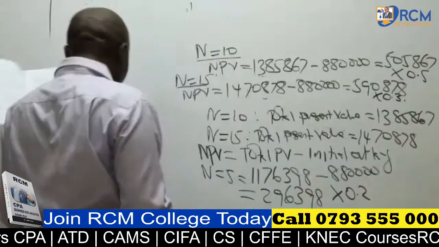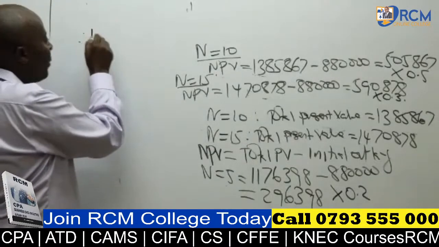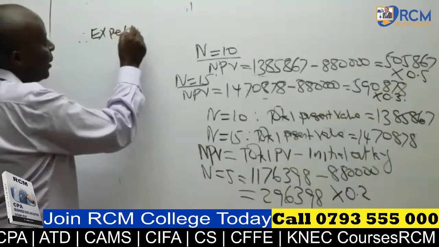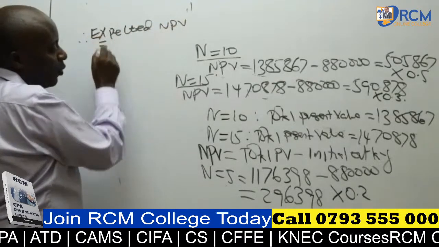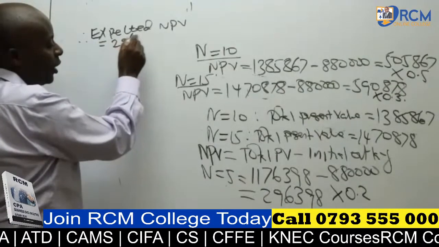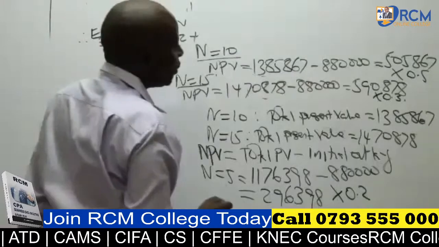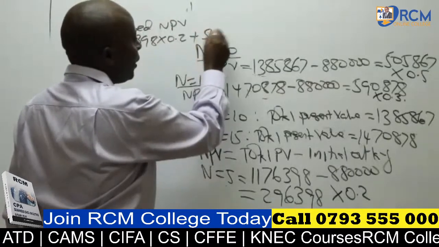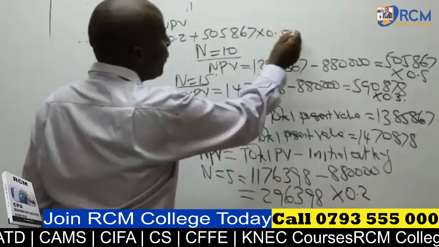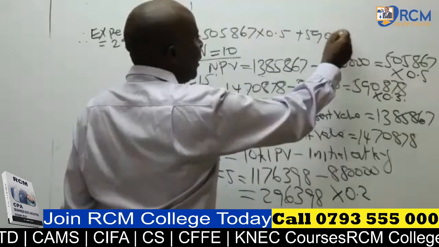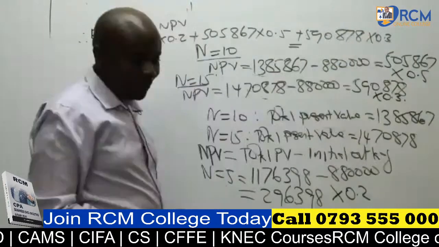Therefore, expected NPV will be equal to what? Expected means average. Expected NPV here will be equal to 296,398 times 0.2 plus the one of 10 years, which is 505,867 times 0.5, plus 590,878 times 0.3. Could you kindly give me this expected net present value?